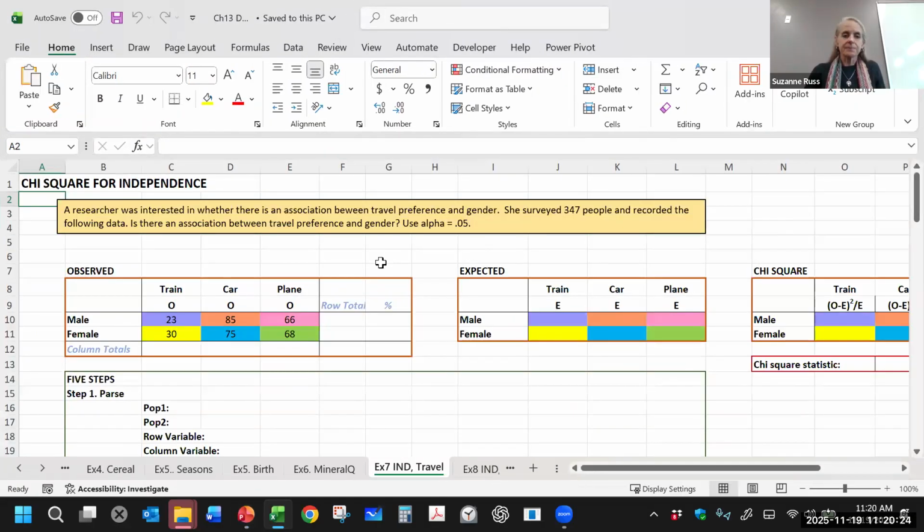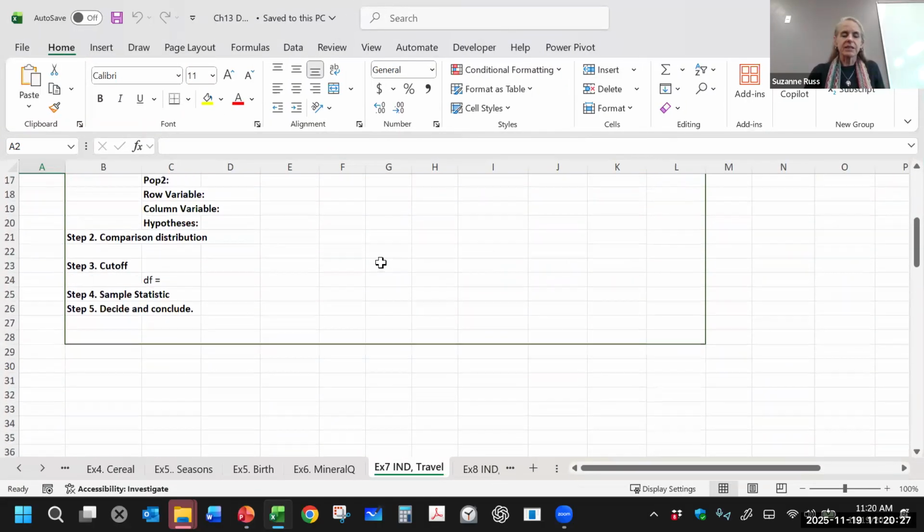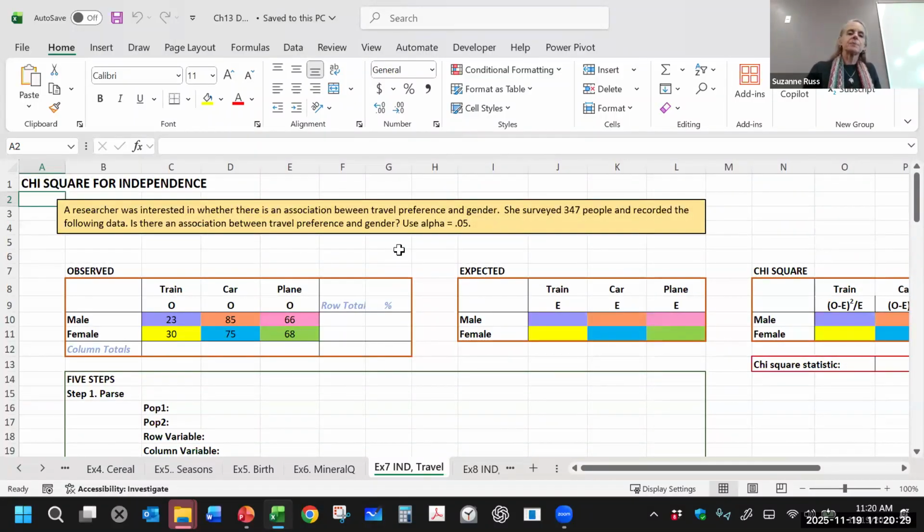I've set up the spreadsheet for you, but if you're working by hand, and that's an option for you, you'll probably have it look like the one that I just showed you. And so we're going to do this next problem, in which the researcher is interested in whether there's association between travel preference and gender. Do male and female prefer differently? Does a preference for train, car, or plane differ depending on whether you're male or female? That's kind of what we're looking for, okay?